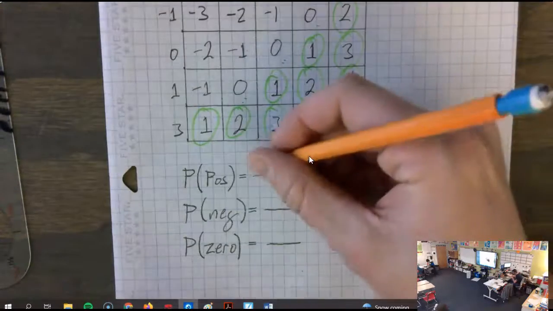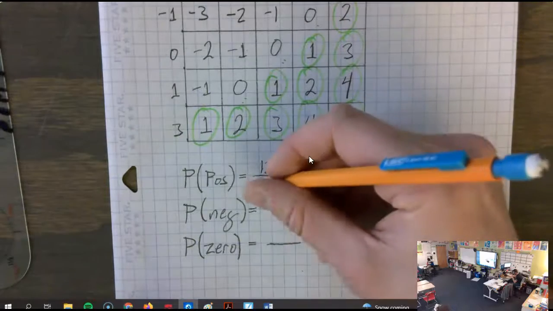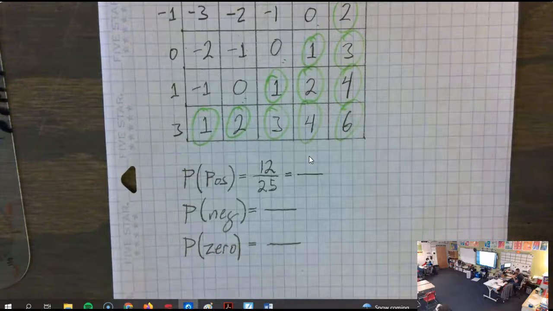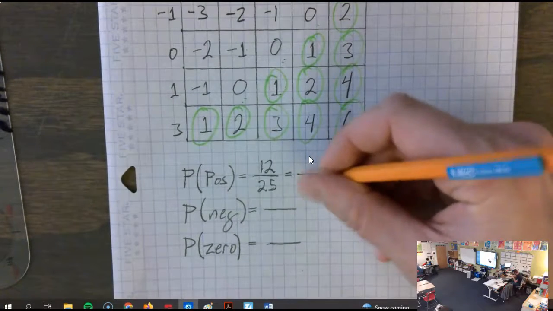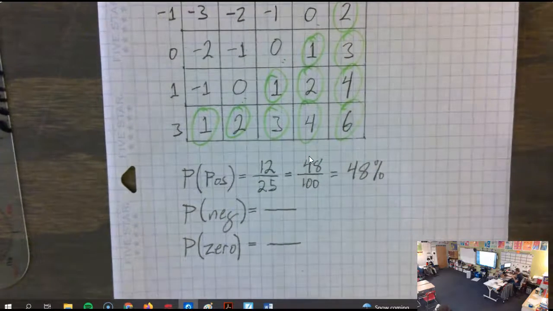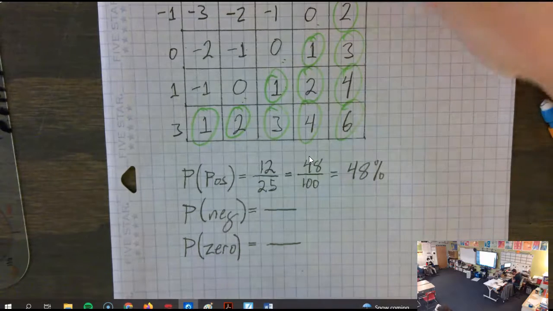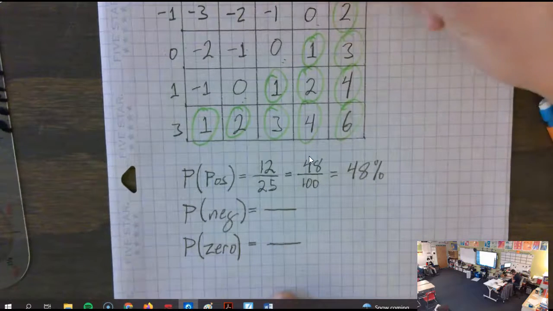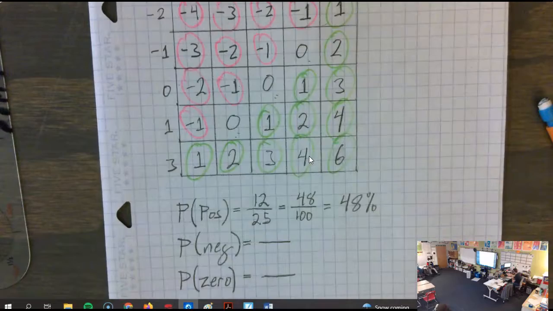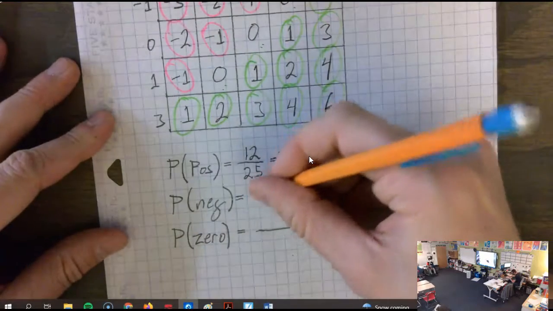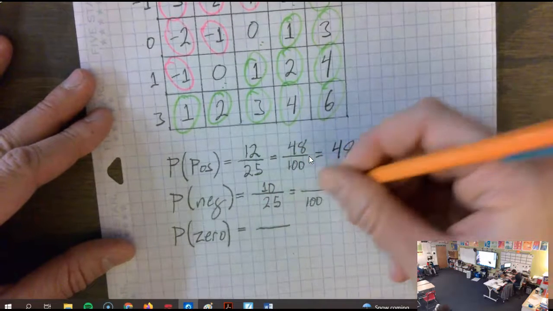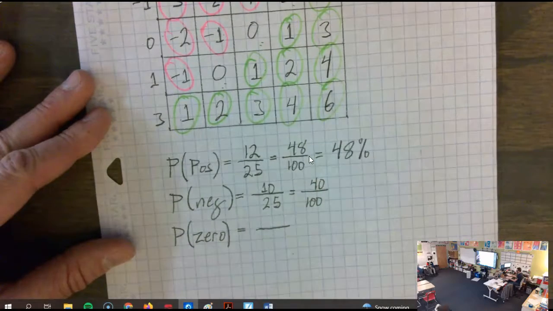So probability of being positive is 12 out of 25. Ooh, we haven't done a 25 this time. Ooh, 25 is nice. Why is 25 nice? It becomes 100 times 4, so that's like 48%. Probability of negative, count up those. I wonder if it's the same as positive. How many negatives do we have? 10. So that's just 10. What's our denominator there? Oh, yeah, it's the same thing. Same table, same denominator. So if we want to talk in percents, we can get it over 100.